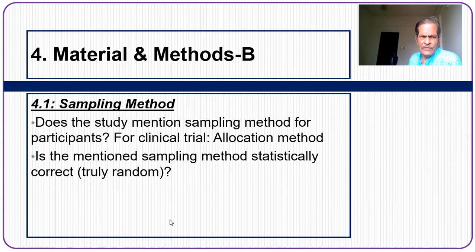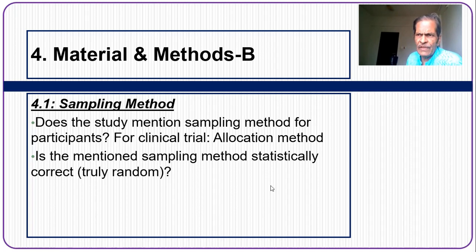The next part is the sampling method. Many times the study is not conducted on the entire study population which is defined in the material and methods, but one resorts to sampling. Then one should try to find out whether the study mentions the sampling method for the participants. For a clinical trial, the sampling is not that important, but it is the allocation which is important. So what was the allocation method used for allocating a particular person to the study group and to the control group?